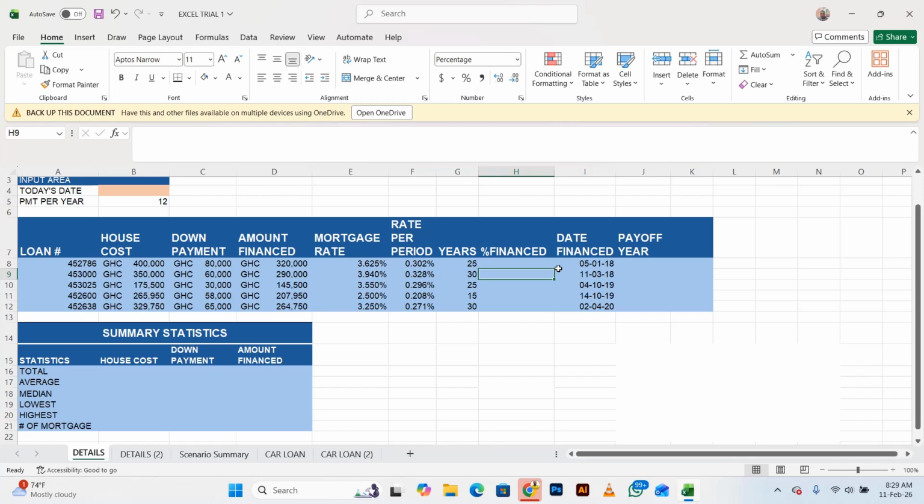So rightfully, for us not to face any confusion, let's change this to percentage. Do you understand? So this is percentage. So when you come here, it's equal to this, which is the amount financed, a fraction of house cost. This divided by the total house cost. And since it's percentage, you don't need to multiply it by 100. So you just click enter. And then it means that out of the 400,000, we are only going to pay interest on 80%.